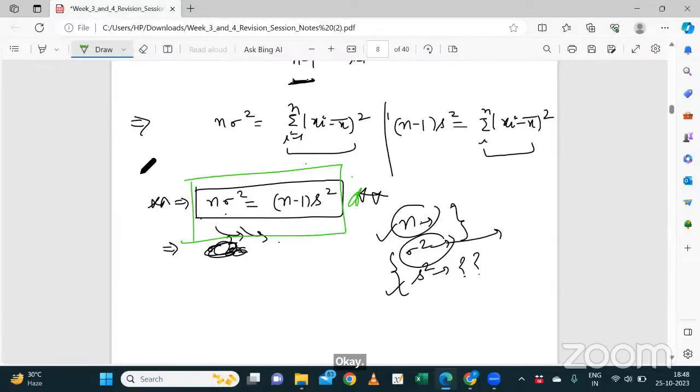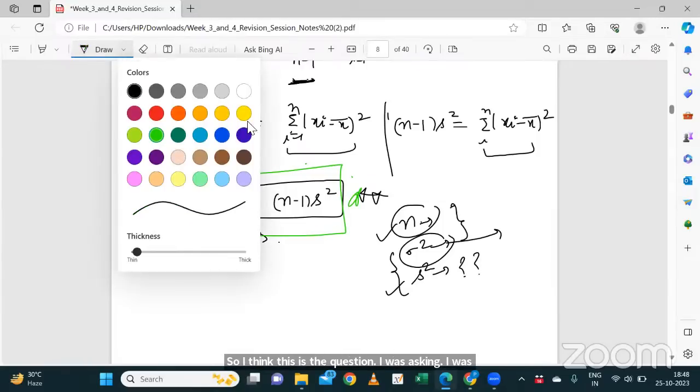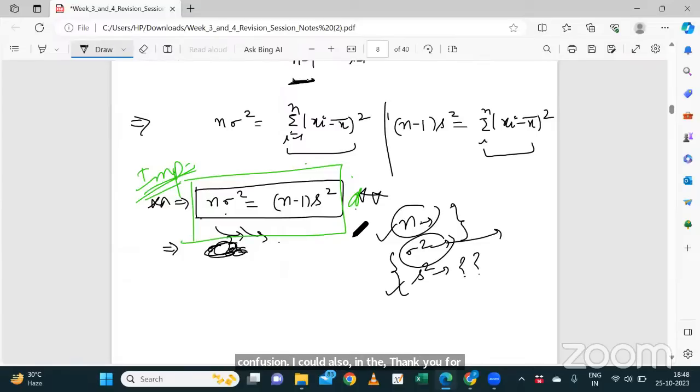So I think this is the question I was asking. I got confused and I could not fill in the graded assignment. Thank you for clarifying. We'll discuss, don't worry.